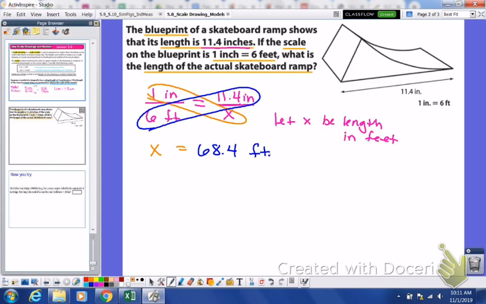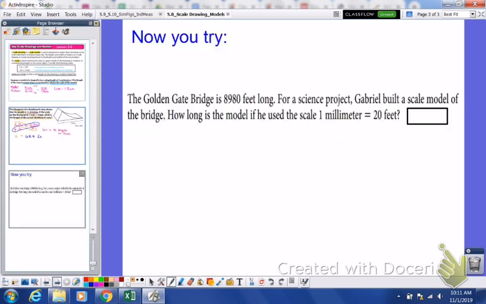All right, this was a pretty short lesson. You guys have worked with scales before, so let's see how you do. The Golden Gate Bridge is 8,980 feet long. For a science project, Gabriel built a scale model of the bridge. How long is the model if he used the scale 1 millimeter equals 20 feet? You're given the actual length, you're given the scale. You want to find how long the model is. Please set up a proportion and show your work as always.